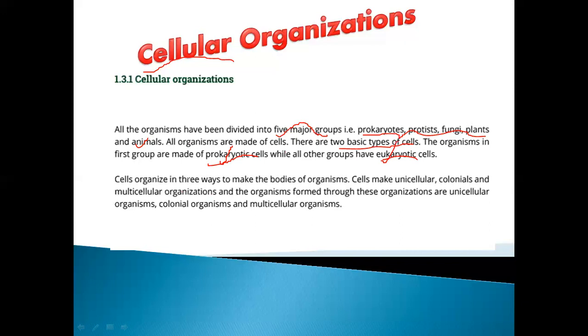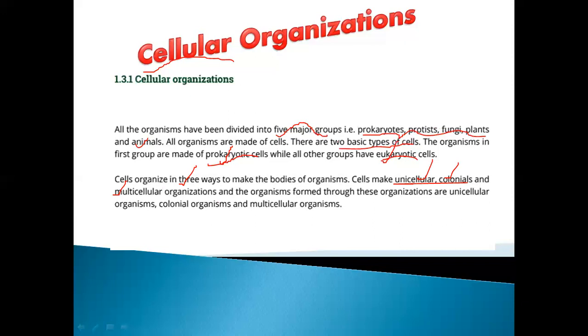So these 5 groups are made up of 2 different groups. Now these 2 different groups are also organized in 3 ways. Cells make unicellular organisms, colonial organisms, and multicellular organisms. So these 3 types of cells are present in these 5 groups.